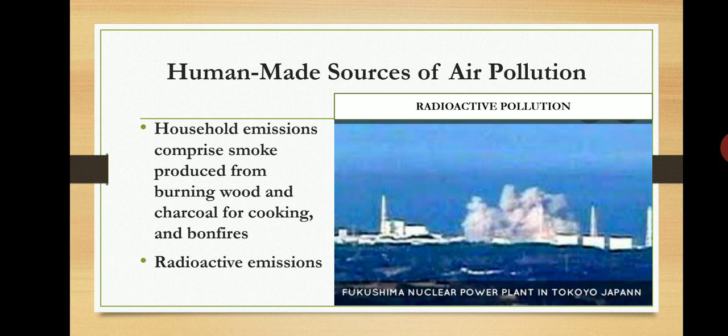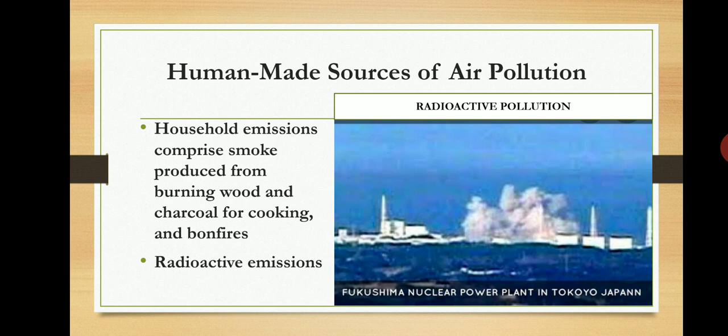Now, the last bit of human made sources of air pollution. One is the household emissions, the gases that we release from our homes, like when people burn wood in their homes or use charcoal for cooking, and bonfires you have seen, they burn with wood. Those fires that we create are called bonfires. So these are household emissions or pollution that we cause from our homes. It includes burning of wood, burning of charcoal, cooking and bonfires.